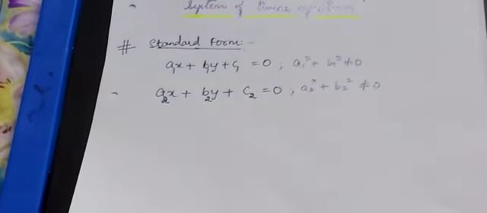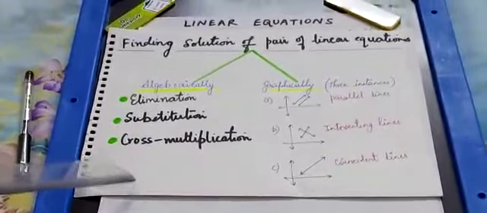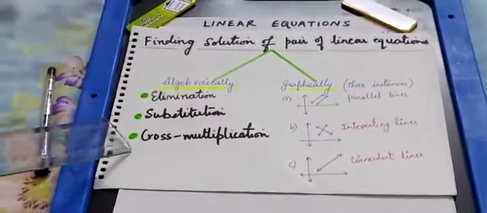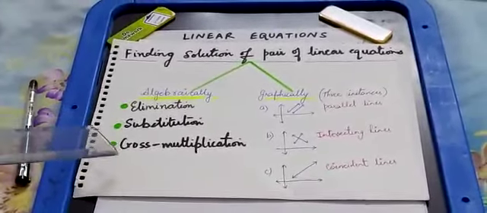The condition again is that the coefficients of the variables a1 and b1 can never be 0, or in other words, a1 square plus b1 square can never be 0. And for the second equation, a2 square plus b2 square can never be 0. Now, a question which comes to our mind is how to find solutions of such a pair of equations. There are basically two methods of finding the solution: algebraically and graphically. In algebraically, there are three methods: elimination, substitution, and cross multiplication. We will be making videos of each topic and explaining them after this video.